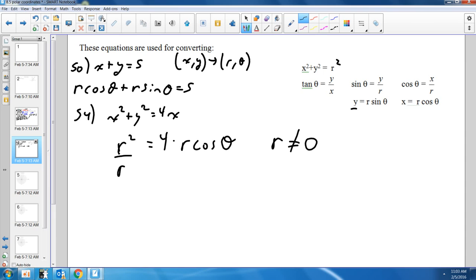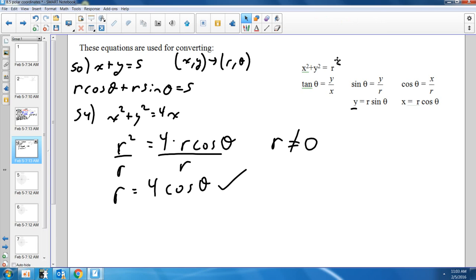That's why you can divide both sides by r, since it can't equal 0, and you get r is equal to 4 cosine theta. That's all you're doing in this section: substituting using the 4 equations, making sure that everything is lined up exactly right for the substitution, and then leaving it in that form. Don't worry about solving for any type of a variable.